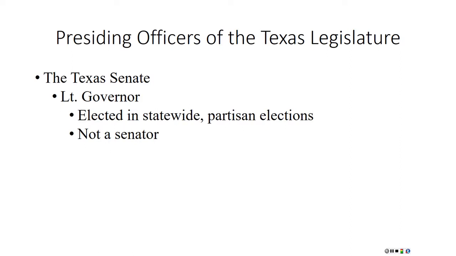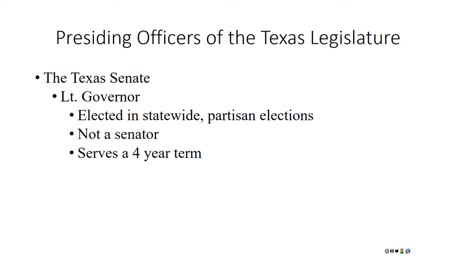He is not a state senator. He is a member of the executive branch, but he's odd because almost all of his work is done in the Texas Senate. They serve a 4-year term.